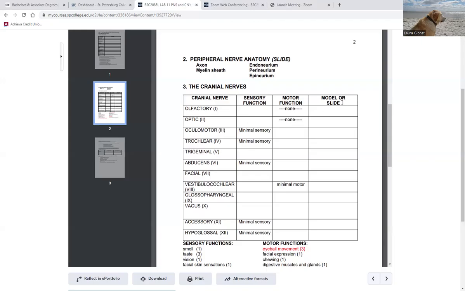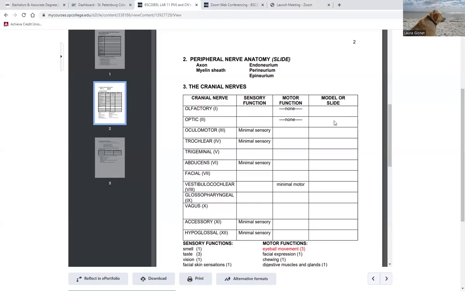And then in the last column here, I put the model or slide. What I try to do is make a list here of what particular slides we might be using either this week or even next week, because we have one more lab, special senses. So sometimes we have to wait till we see our special senses to know exactly which muscle, let's say, the trochlear nerve, cranial nerve 4, innervates. Right now, we're going to say it's an eye muscle, and we're going to look at the eye model, but next week, we'll connect that back again.